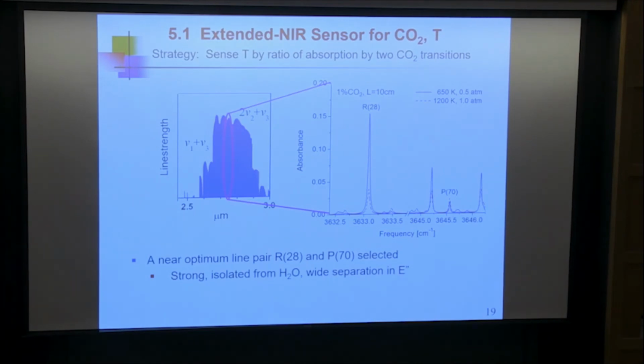So for a long time we picked R28 and P70, which have really desirable properties. If you're within one vibrational band, all you can play with is J. But what if you measure in 2 different vibrational bands?